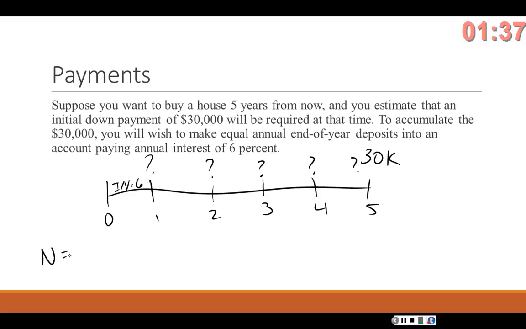So N is equal to 5. Our interest rate is 6. Our future value is $30,000. And our present value is 0. We have nothing saved now. We want to have $30,000 in the future.